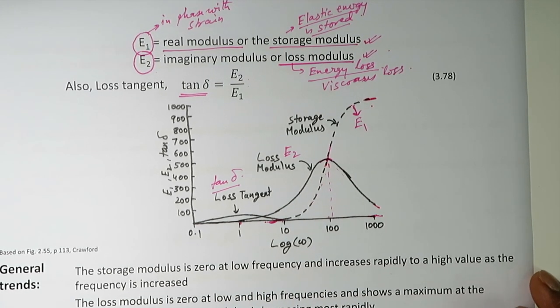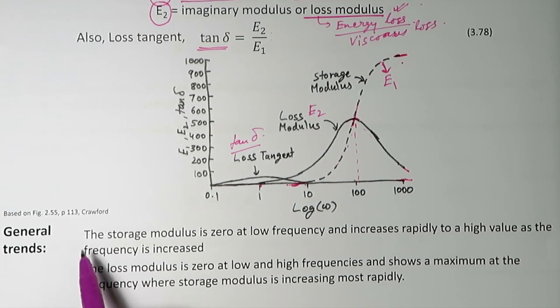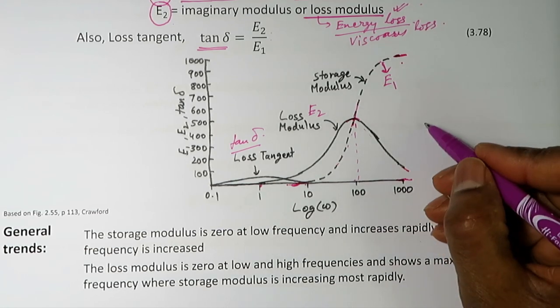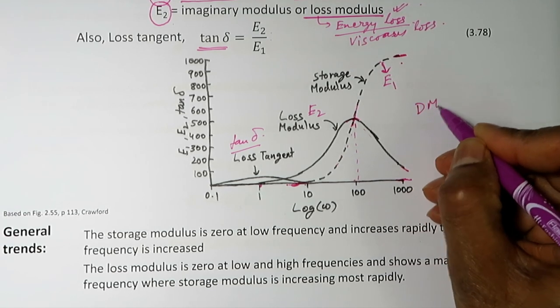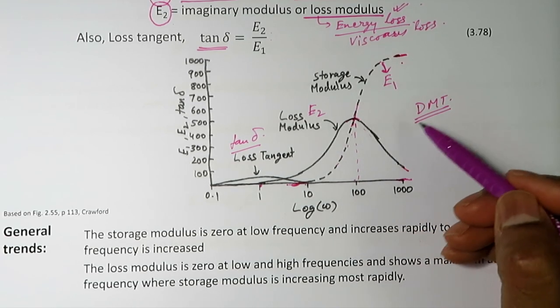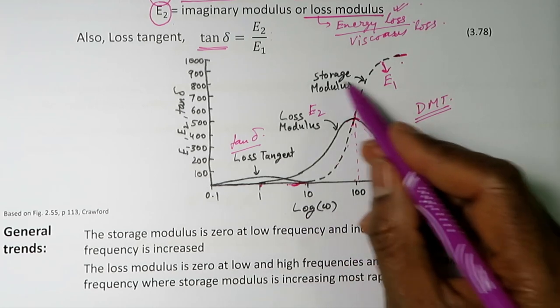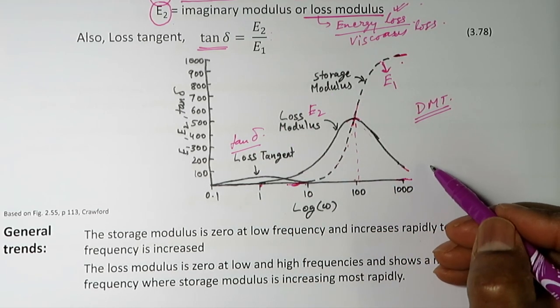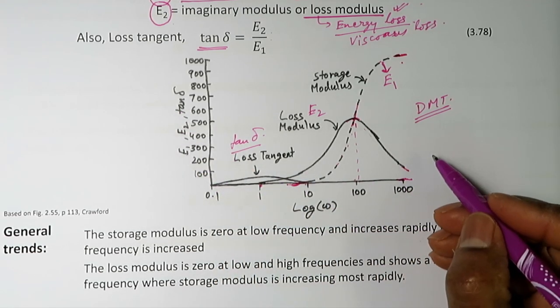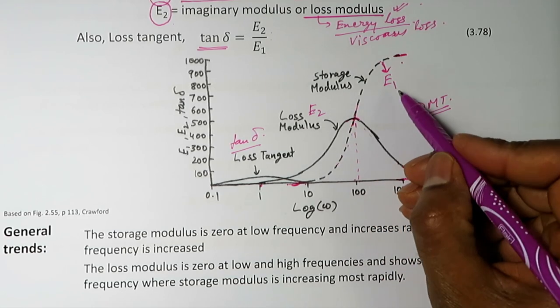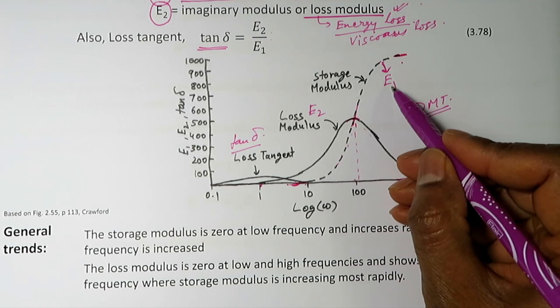So now from this graph, we can say that the storage modulus is zero at low frequency and increases rapidly to a high value as the frequency is increased. The loss modulus is zero at low and high frequencies and shows a maximum at the frequency where the storage modulus is increasing most rapidly. So this is the typical dynamic mechanical testing, DMT, result. So whenever we conduct DMT tests, we will receive this kind of data for the given polymer, where we have got E1, E2 and tan delta. And each of E1 and E2 defines the mechanical property of the material, the storage modulus and the loss modulus.